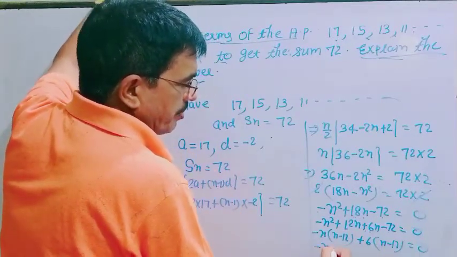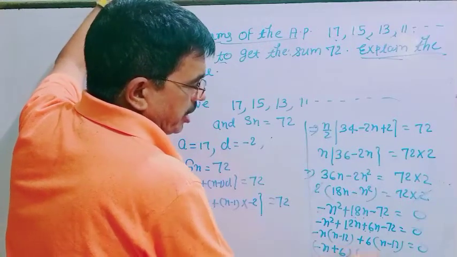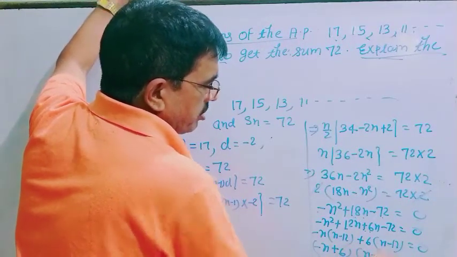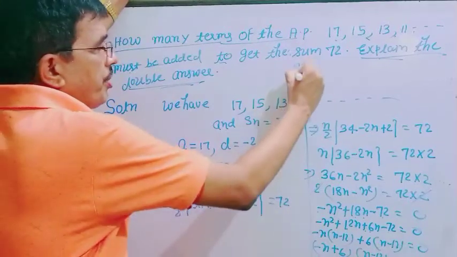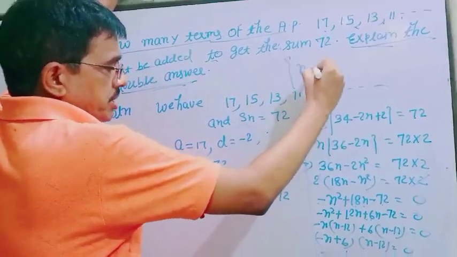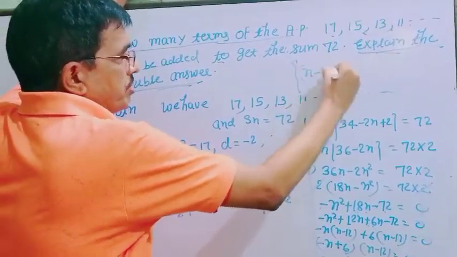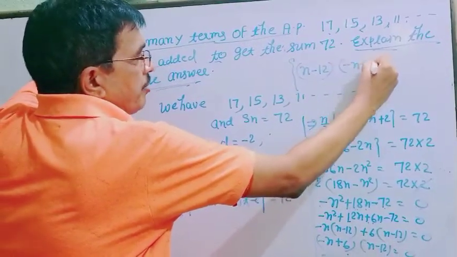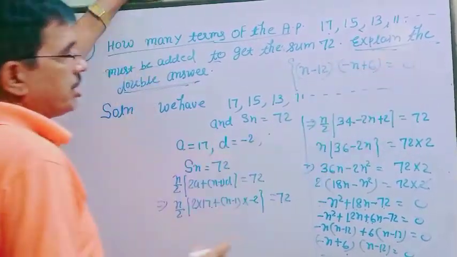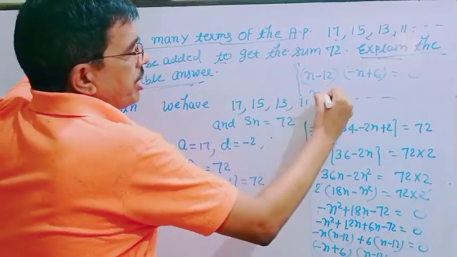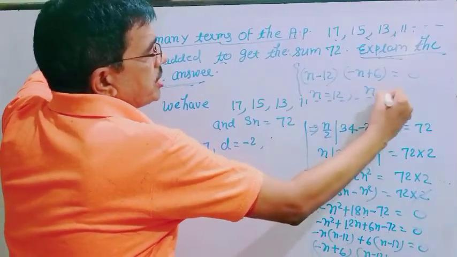So one factor is minus n plus 6, another factor is n minus 12, equal to 0. So what you get? You get here n minus 12 as the first factor, and second, minus n plus 6 is equal to 0. So dear student, what is n? n is 12 and here n is 6.